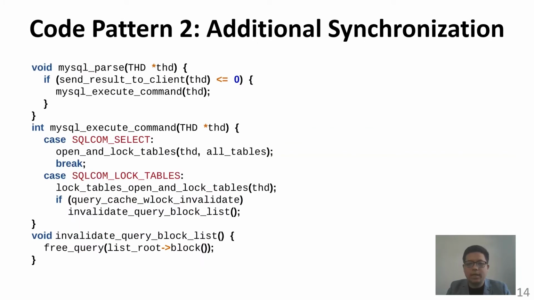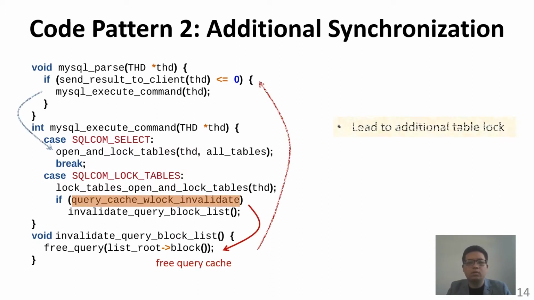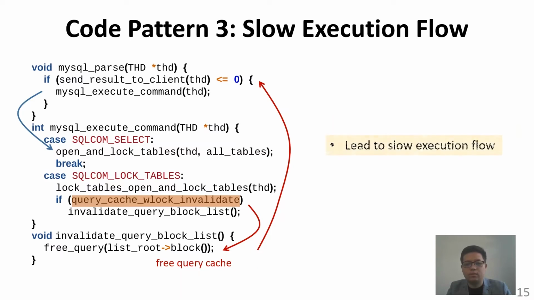In the second pattern, the configuration incurs additional synchronization. For example, the configuration would free the query cache and cause subsequent queries to open the table and try to acquire a lock. Although the additional synchronization itself may not be expensive, the system concurrency is decreased. Also, since the cache is invalid, the parameter forces the execution flow to go to a slower path, which fetches the data from the on-disk table instead of from the query cache.